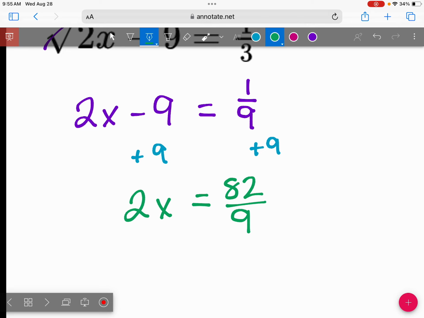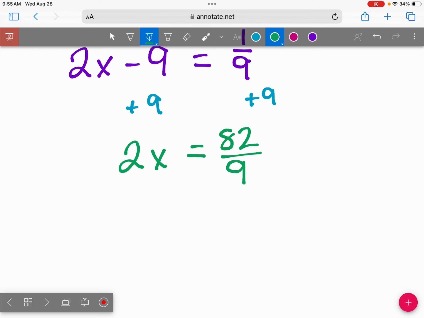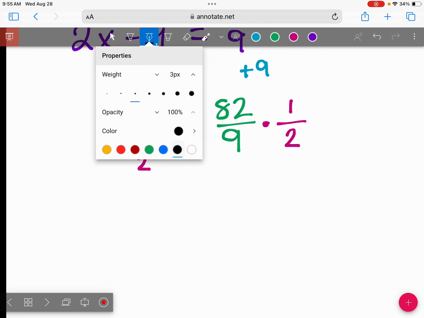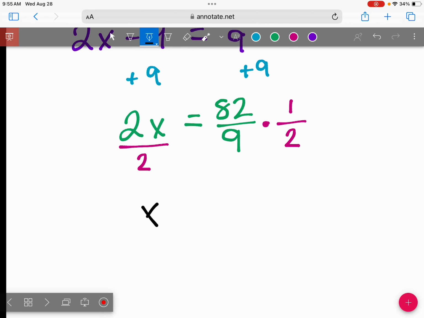So then what? Divide by 2. Yep. So multiply by 1/2. If we struggle with the dividing of the fractions, you can always think of it as multiplying by the reciprocal. Divide by 2 is the same thing as times 1/2. So we get what? 82/18. And then you gotta simplify.